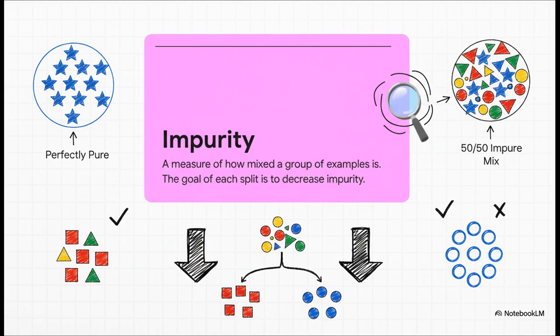And really, impurity is just a fancy word for how mixed up a group is. Think about it. If a group has only one answer, all yeses, it's perfectly pure, 0 impurity. But if it's a 50-50 split of yes and no, that's as messy, as impure as you can get. So the algorithm's entire goal is simple: make splits that reduce that messiness, that impurity, as much as possible.